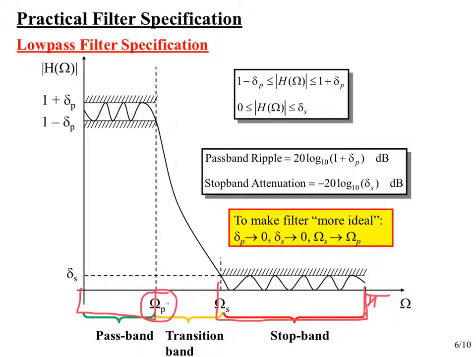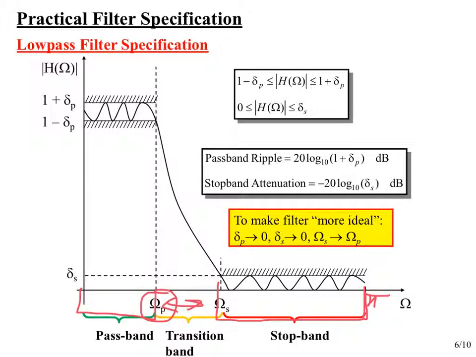And notice that we have a gap between where the passband ends and where the stop band starts. And that's what we call the transition band. And so we're not really speccing too much about the system response there. We're just saying that we want to go from passband type behavior to stop band behavior, and whatever it takes to get there is fine.